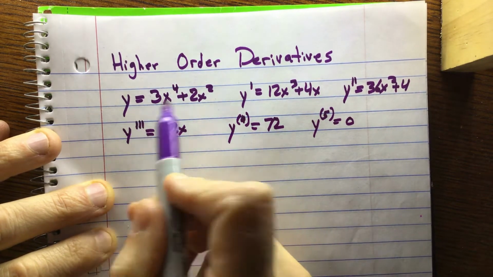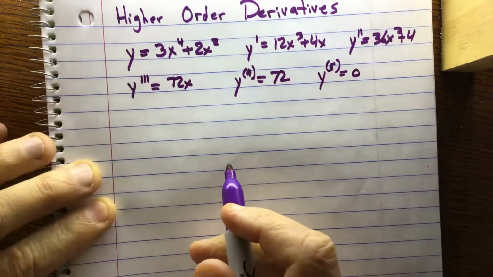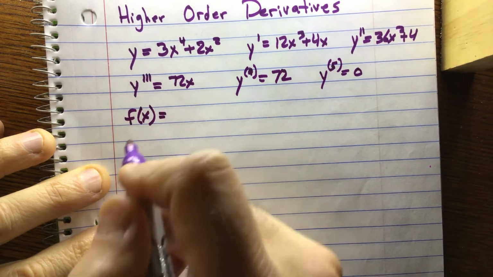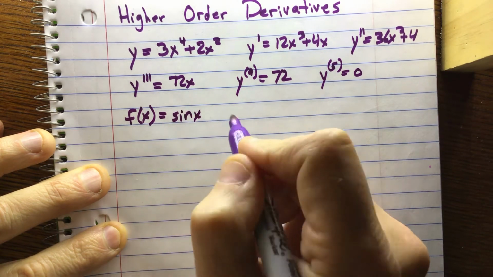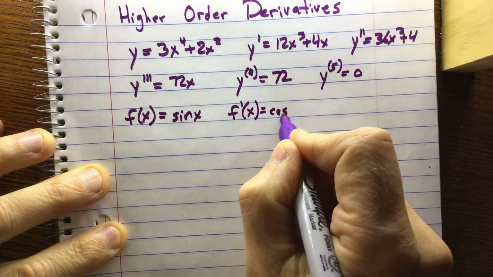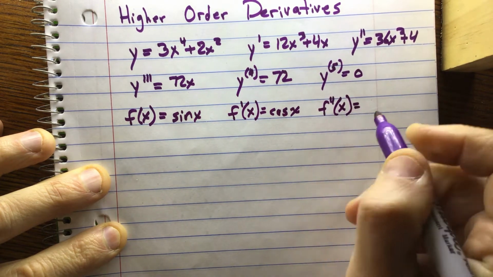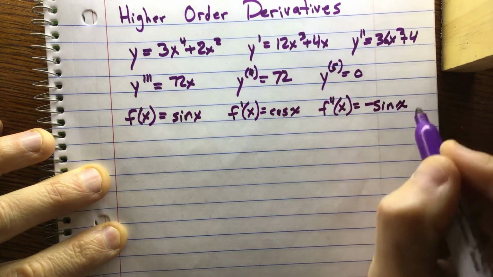So this is the notation for higher order derivatives. Or, of course, you could use f of x instead. So I'll do that, and I'll show you what happens with a trig function. Let's say we had sine of x. We'd say f prime, its derivative, is the cosine of x. f double prime, the second derivative, is the derivative of the cosine, which is negative sine x.